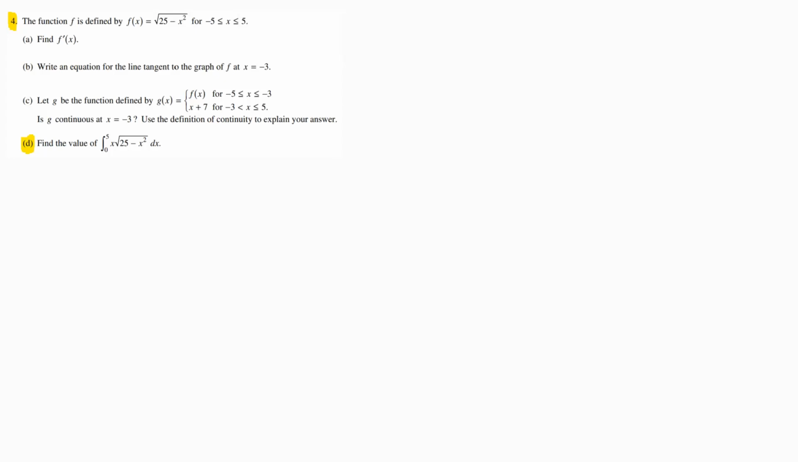Alright, so part D here is asking us to find the value of this definite integral. So we're being asked to find the integral from 0 to 5 of x times the square root of 25 minus x squared dx. When you look down at the page and see that you've got something more than just a bunch of stuff being added and subtracted, and it's not one of what I call special case antiderivatives, things you just have to have memorized, your trig functions, natural logs, e to the x's, those types of things, really the only other game in town with integrals is going to be U-substitution.